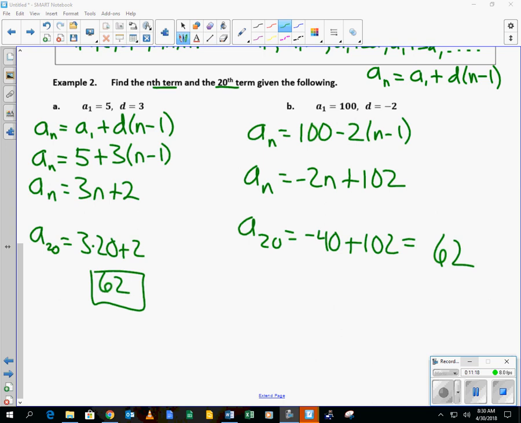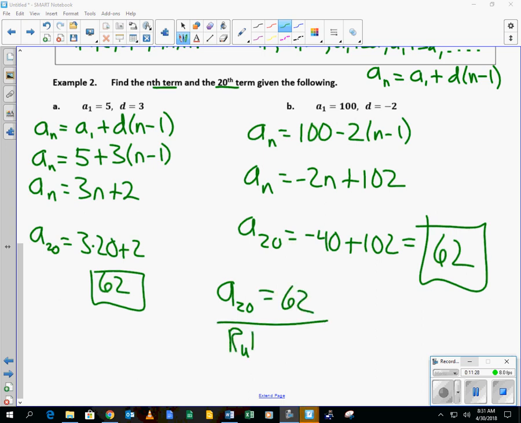There's this strange thing that comes up with sequences, and that's this. The 20th term of any arithmetic sequence is always 62. We call it the rule of 62. Does anybody know why that is? It's actually a complete lie. I'm just making that up. So it just happened to be that they both came out to be 62.